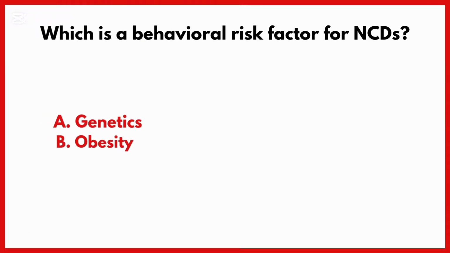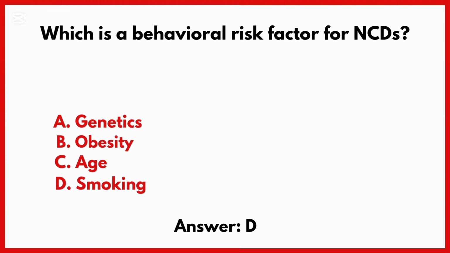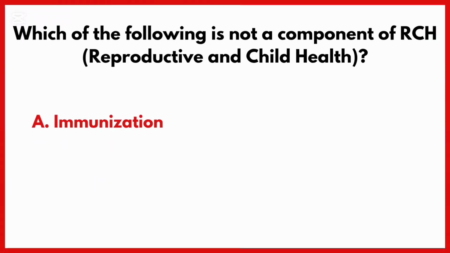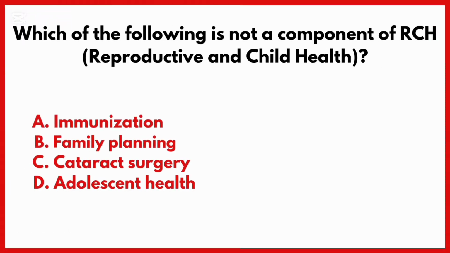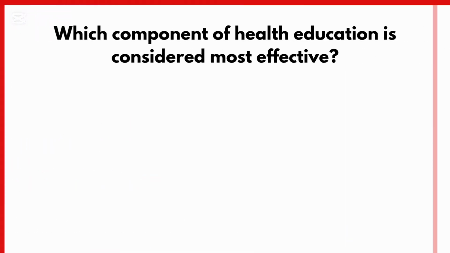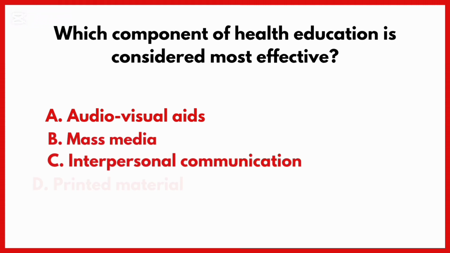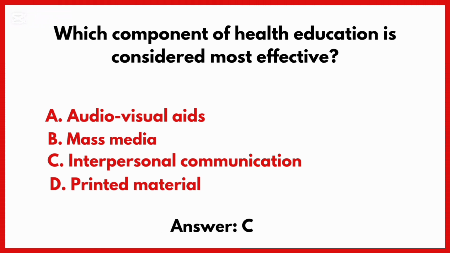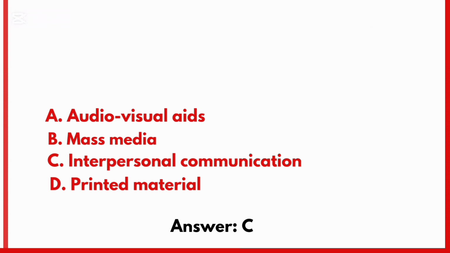What is a behavioral risk factor for NCD? Correct answer is option D, smoking. Which of the following is not a component of RCH, reproductive and child health? Correct answer is option C, cataract surgery. Which component of health education is considered most effective? Correct answer is option C, interpersonal communication.